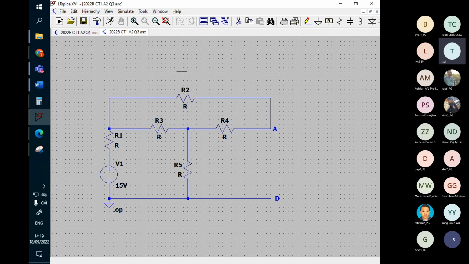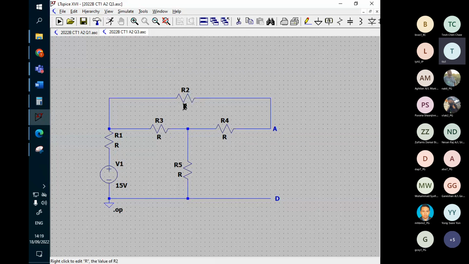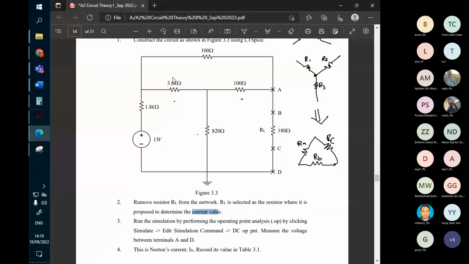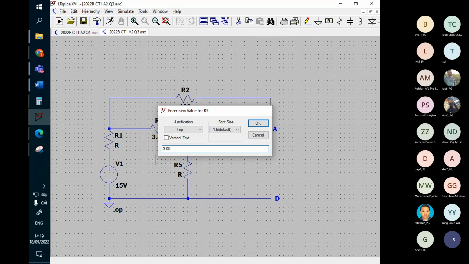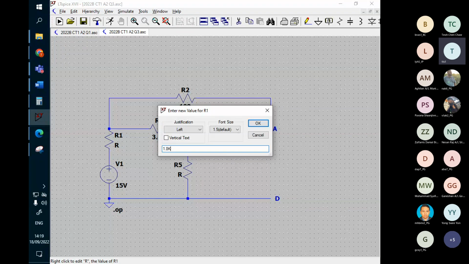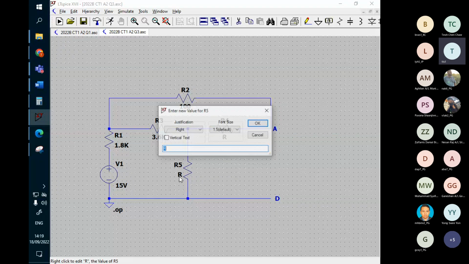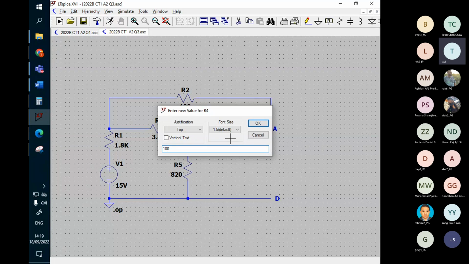Now we can't do simulation yet. We need to fill in the correct values. 100 here, 100. 3.6K. What is 180? 1.8K. Okay, here do the same and follow exactly the same: 820 and 100.